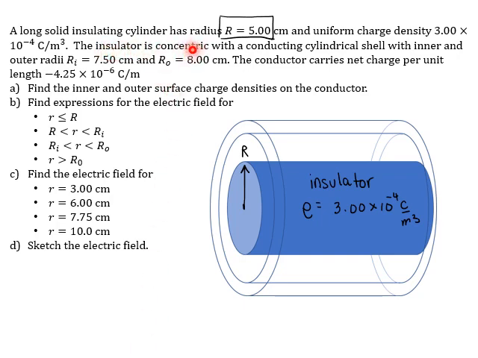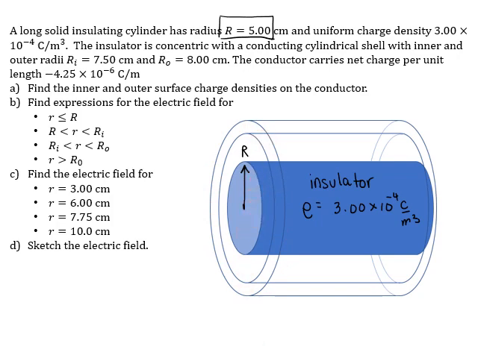Okay, the insulator is concentric. It means it has the same center as a conducting cylindrical shell. So this bit right here is the cylindrical shell. Picture it like a paper towel roll maybe, or a rolled up sheet of paper. So that's what this looks like, and there's a solid core inside.